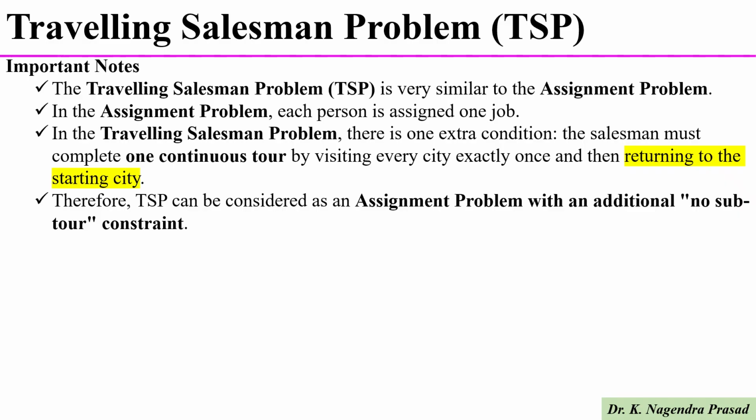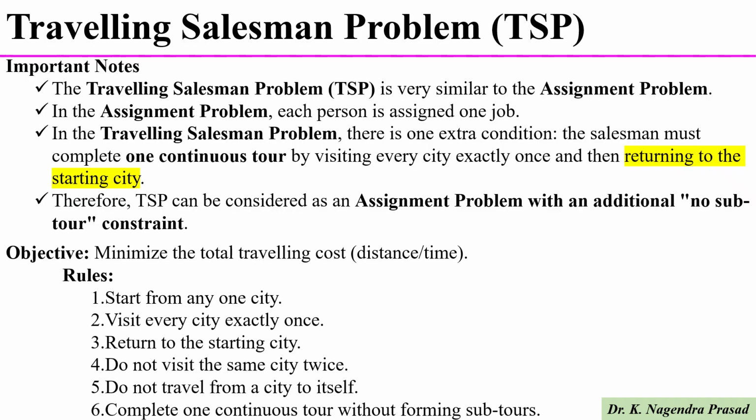Let's see some important notes on the traveling salesman problem. The traveling salesman problem is very similar to the assignment problem. In the assignment problem, each person is assigned to one job. Similarly, in the traveling salesman problem, there is one extra condition, that is, the salesman must complete one continuous tour by visiting every city exactly once and then returning to the same city. Therefore, the traveling salesman problem can be considered as an assignment problem with an additional constraint, that is the no-subtour constraint.